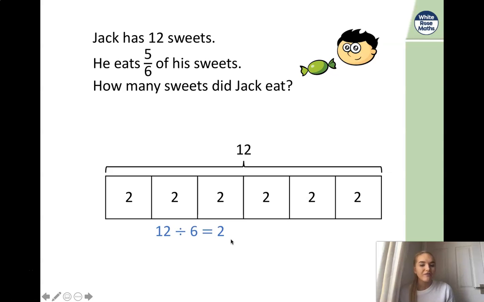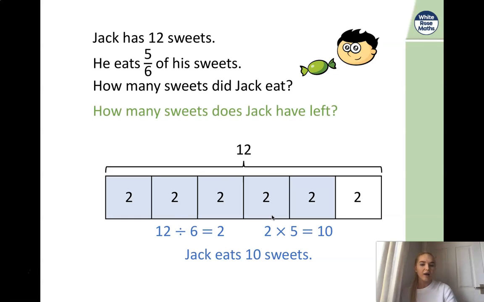Now we are looking at 5/6. Now in the same way that we have our fraction, we can shade in 5 of our 6. And then we can count how many there are. We have 2, 4, 6, 8, 10. So that is the same as 2 multiplied by 5, giving us 10. So Jack ate 10 sweets.